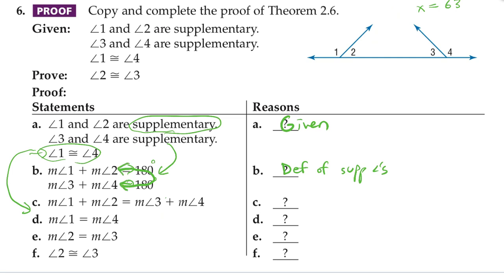So 1 plus 2 is the same as 3 plus 4. Got it. That was, I'm going to say it's the transitive property to be more clear, but you could have also said that was substitution. Okay, and then D, now this is why I don't like this, right?